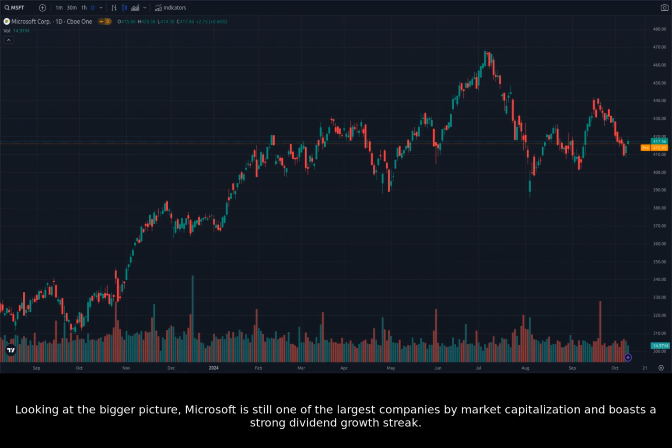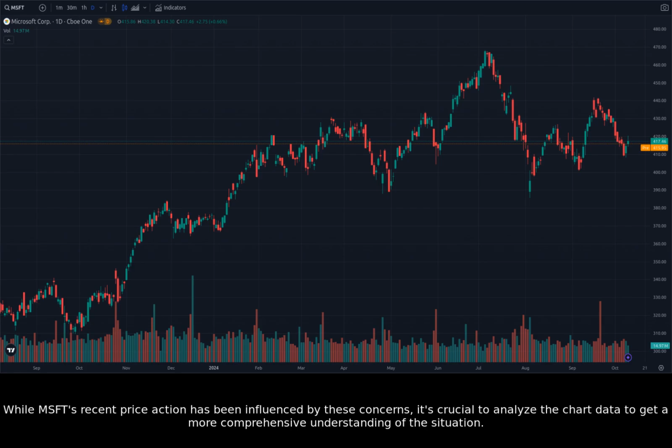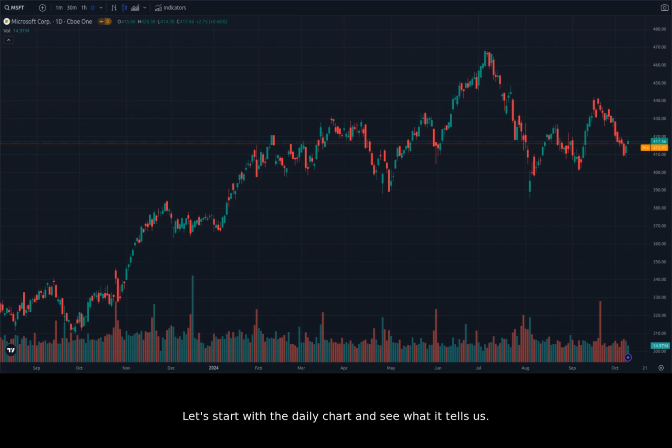Looking at the bigger picture, Microsoft is still one of the largest companies by market capitalization and boasts a strong dividend growth streak. While MSFT's recent price action has been influenced by these concerns, it's crucial to analyze the chart data to get a more comprehensive understanding of the situation. Let's start with the daily chart and see what it tells us.